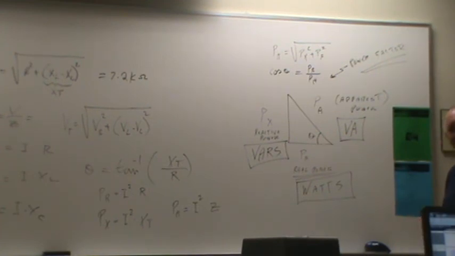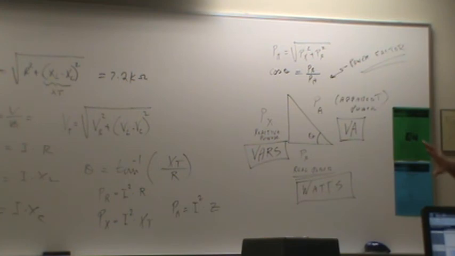Isn't theta also inverse tangent of PX over PR? Yes, you also find that. So that now should sum it up. That should be all the formulas for power in an RLC series circuit.